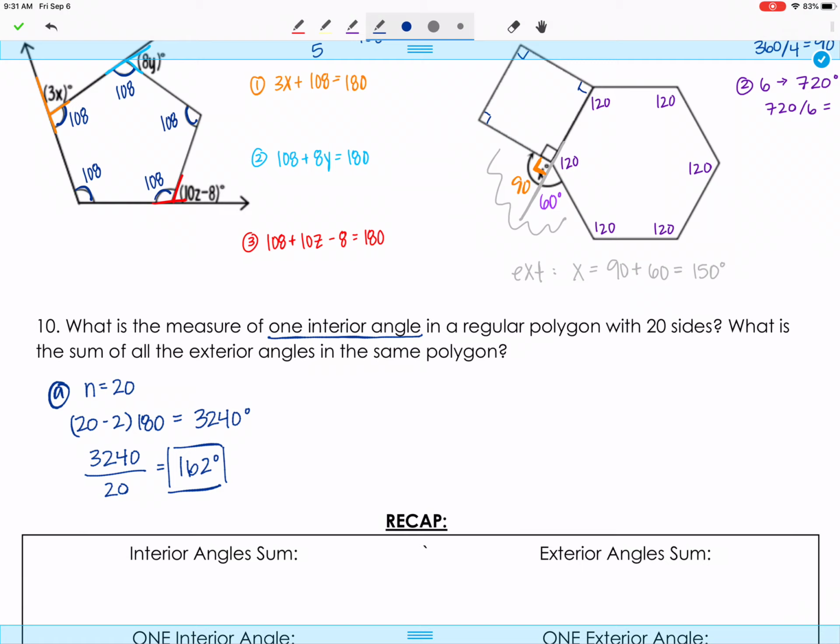All right. Part B of that question. What is the sum of all of the exterior angles in the same polygon? It doesn't even matter what polygon we're dealing with. Remember, in any case, the sum of the exterior angles should always be 360 degrees. Okay.